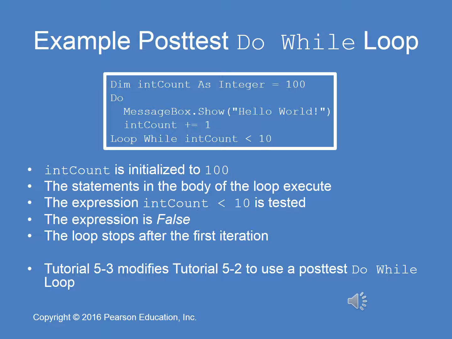Well, the first time through, think about what value intCount will hold. During the body of the loop, intCount got incremented by 1, so intCount will equal 101. While intCount 101 less than 10 returns false. 101 is not less than 10. So even though the first time we encounter the Boolean expression in this do while loop it is false, because it's a post-test version of the do while loop, we still executed the body of the loop, the MessageBox.Show hello world, and the counter incrementer, at least one time.